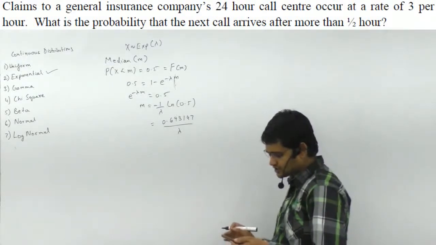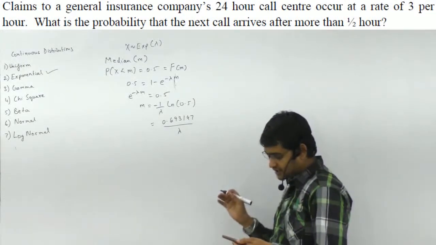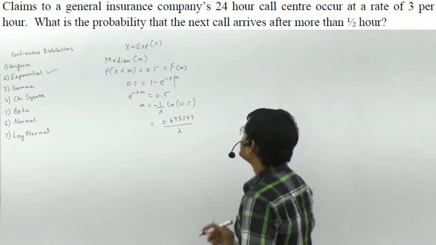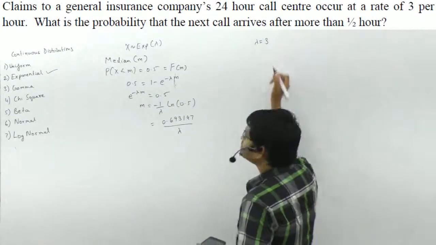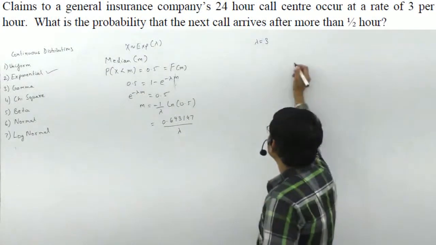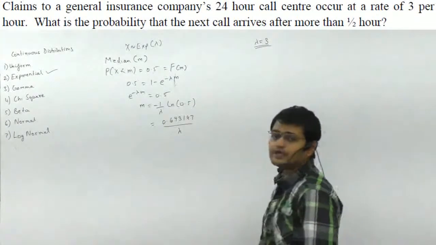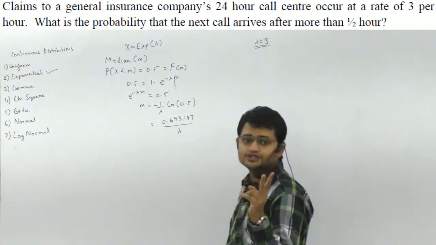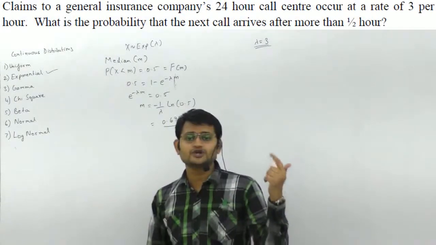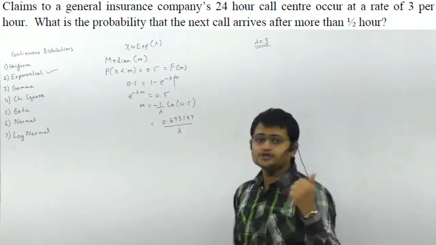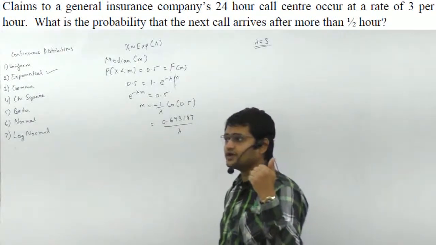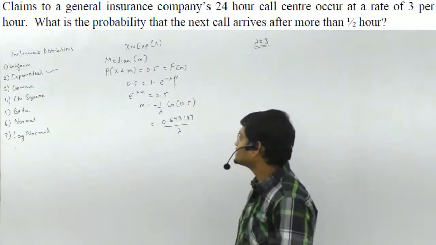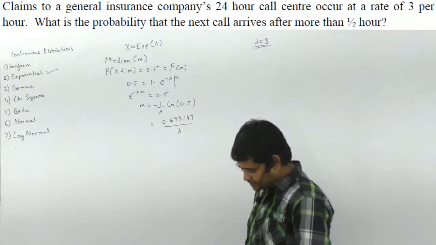Now, for exponential distribution, you will always find a rate in the question. If you see in this question, they say call center occur at the rate of 3 per hour. So there are 3 calls per hour, so our lambda becomes 3 per hour. Whenever you have a rate, it can be a Poisson distribution question or an exponential distribution question. How would you recognize which one? Simply, when we use Poisson distribution our variable has to be a discrete variable, and when we are using exponential distribution, it has to be a continuous variable.